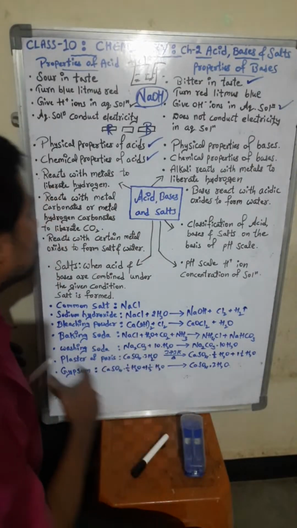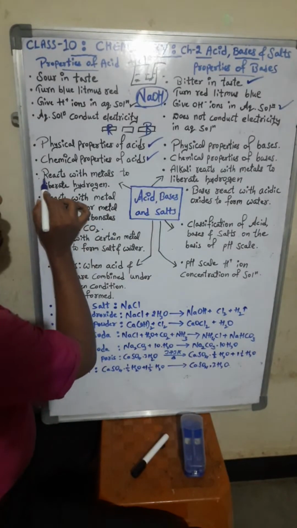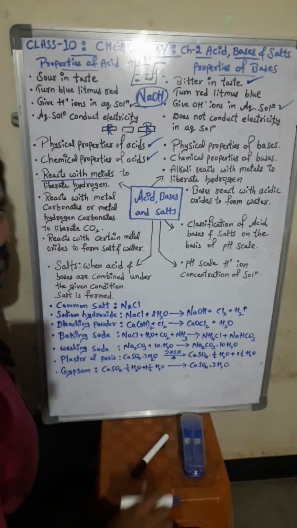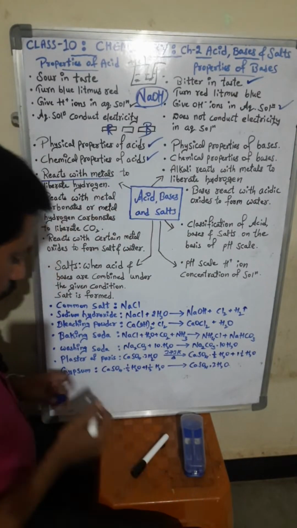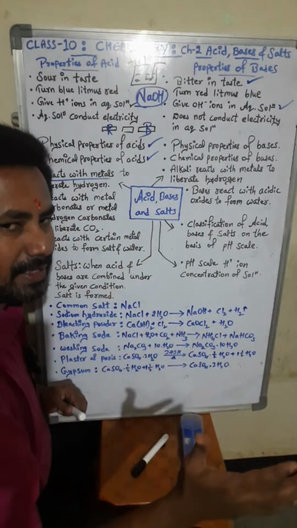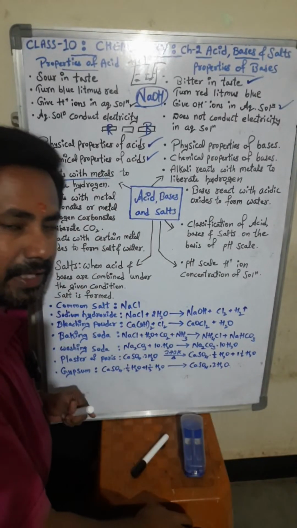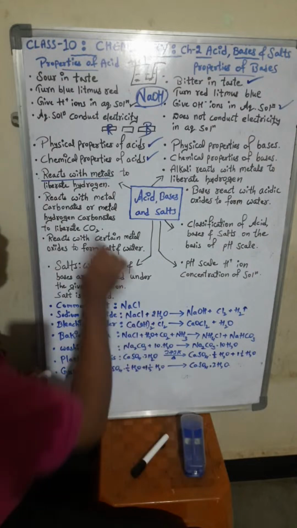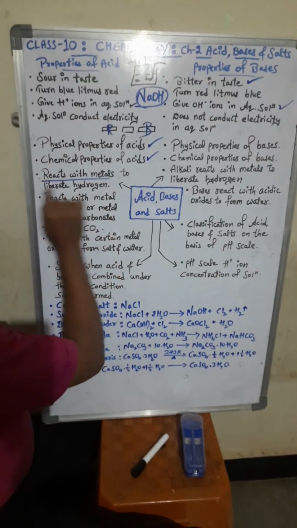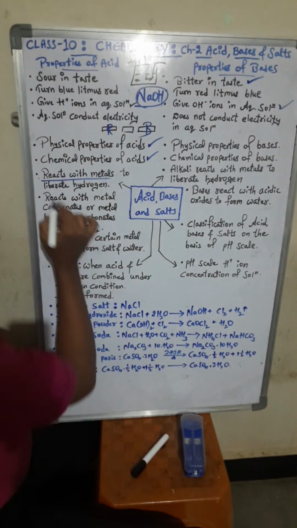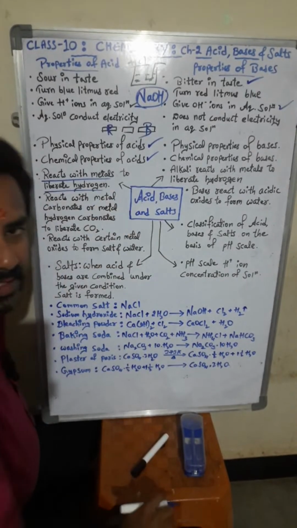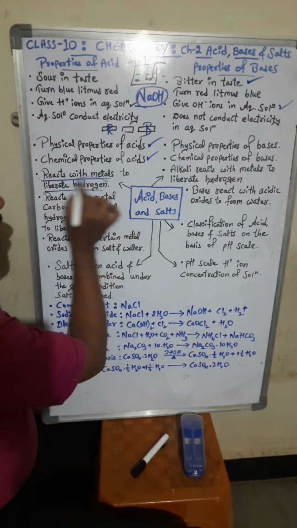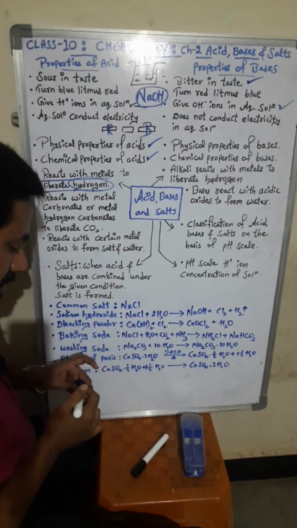Let's take one example. Okay, acids react with metals. Metals generally, you know, metals, non-metals, metalloids, already you know. So generally the acids react with metals, they liberate hydrogen gas, students. What they liberate? Hydrogen gas they liberate. Is it clear?